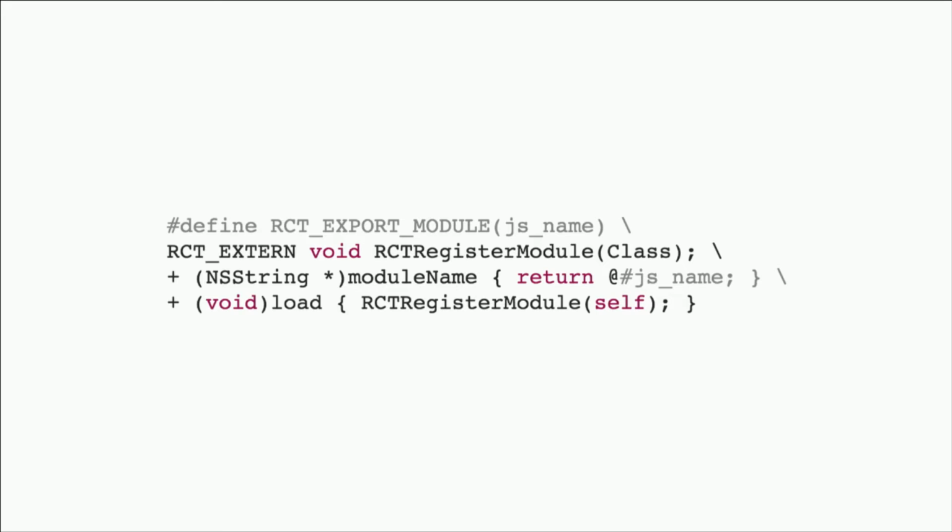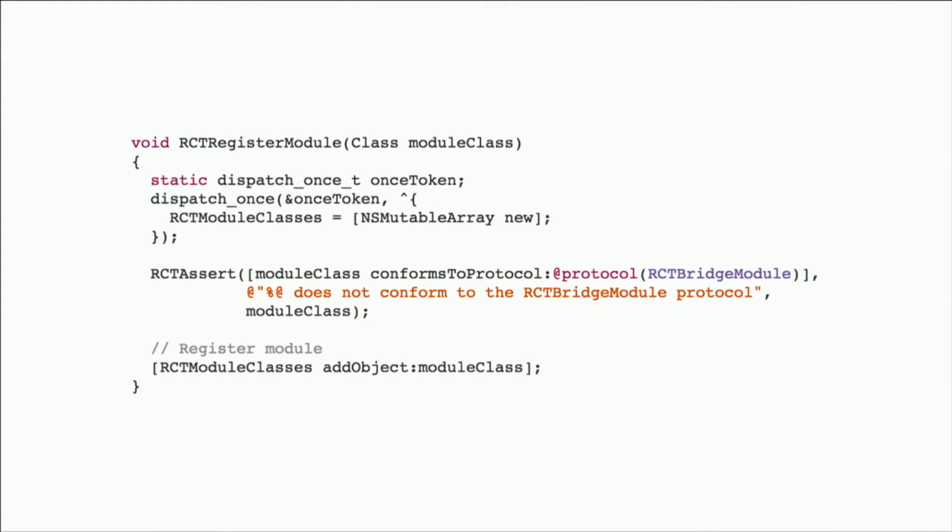Because next we go to the definition of RCT register model. Because, well, we call this function, we need to know what it does. And basically, the only responsibility of this function is to check if the model can be exported, if it conforms to the protocol that React Native enforces native models to implement. So if it conforms to the protocol, then it's just about adding this class to the array. We have an array called RCT model classes, and we just put this model into this array.